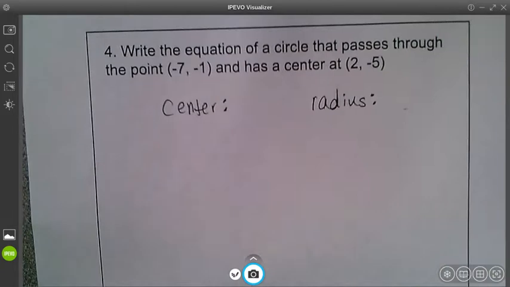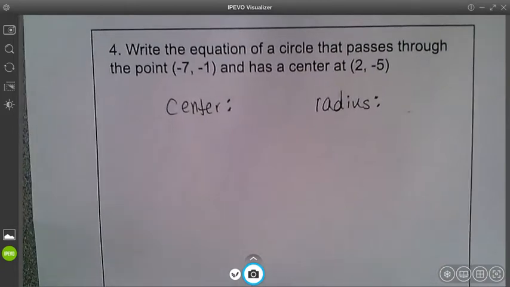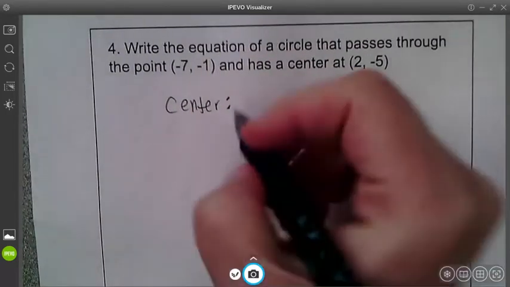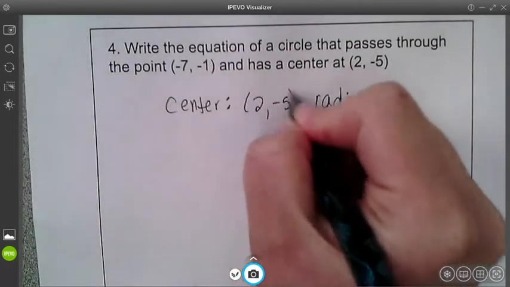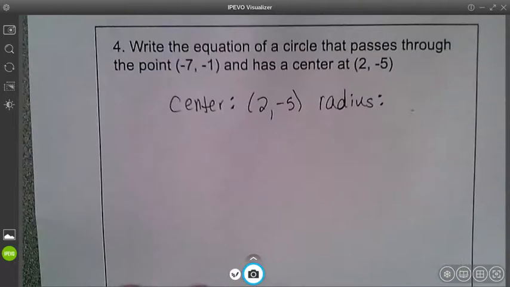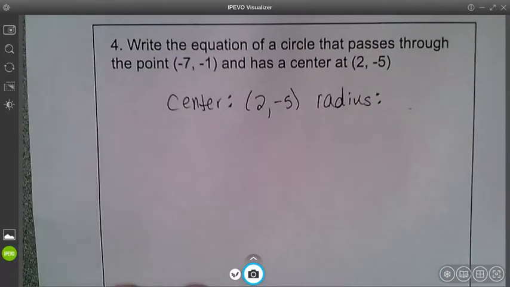Write the equation of a circle that passes through the point -7, -1, that's not the center, and has a center at 2, -5. So I do have my center. I do not have my radius, but I can get my radius from this information.